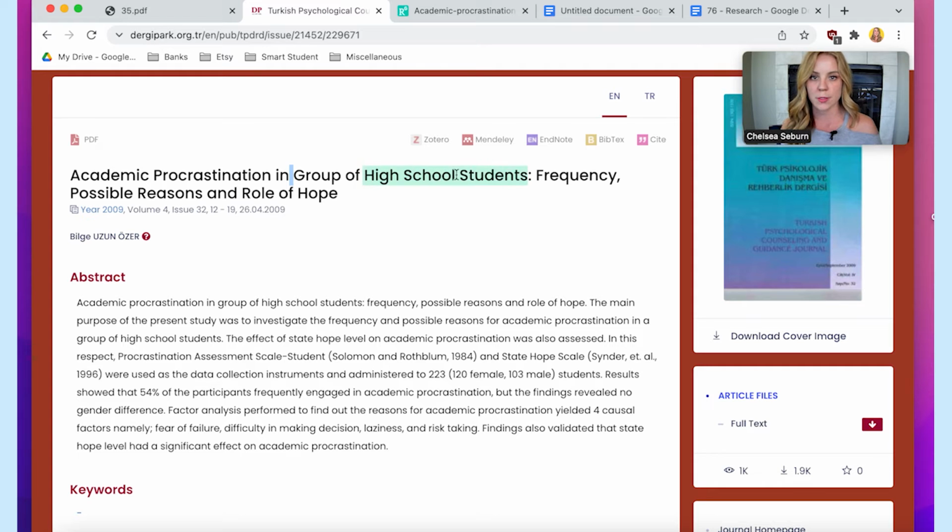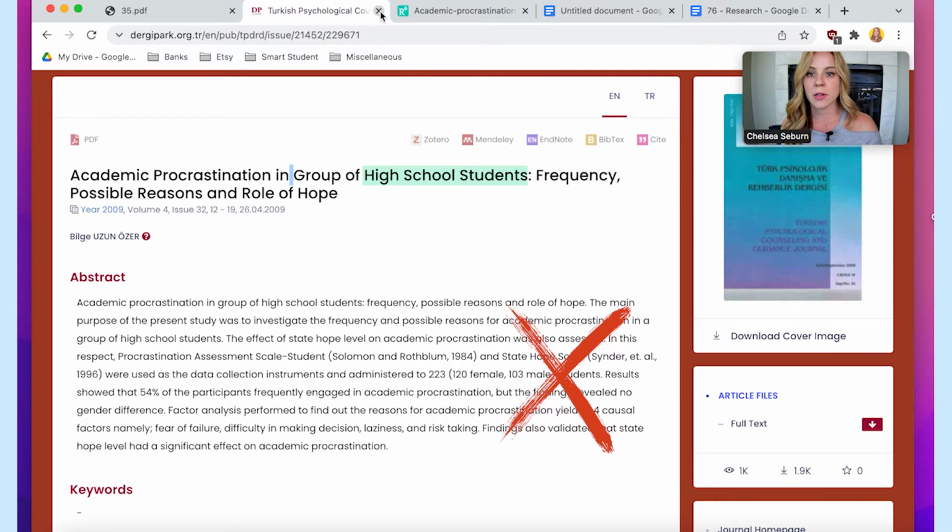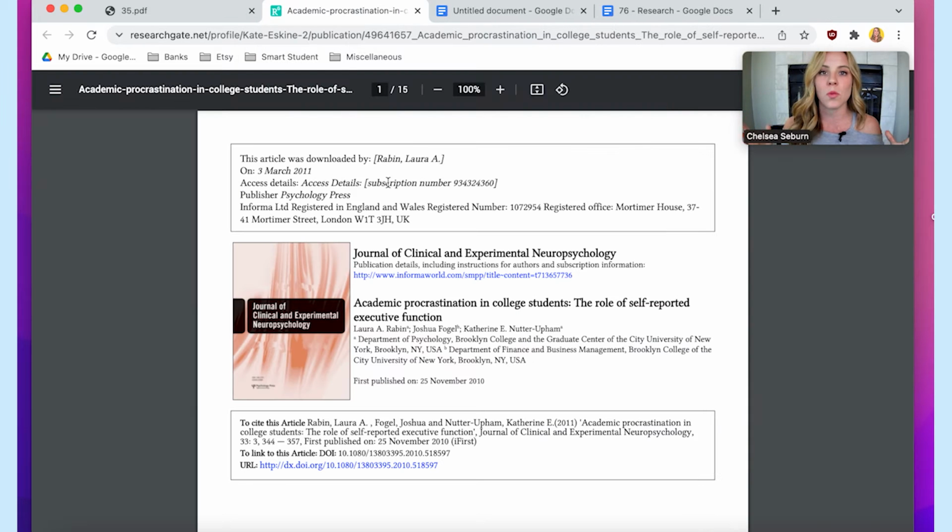Group of high school students. We're researching procrastination in college students. So right away, I would close out of this and not waste any more of my brain currency on it. I know it's not going to fit my topic, so I'm going to move on to the next one as soon as possible. Which brings us to this article right here.